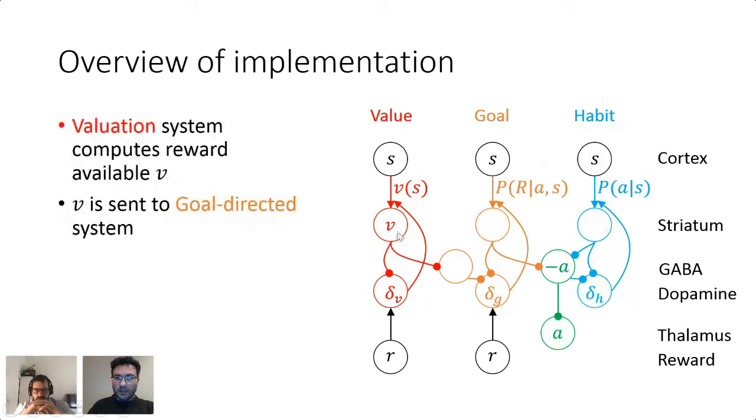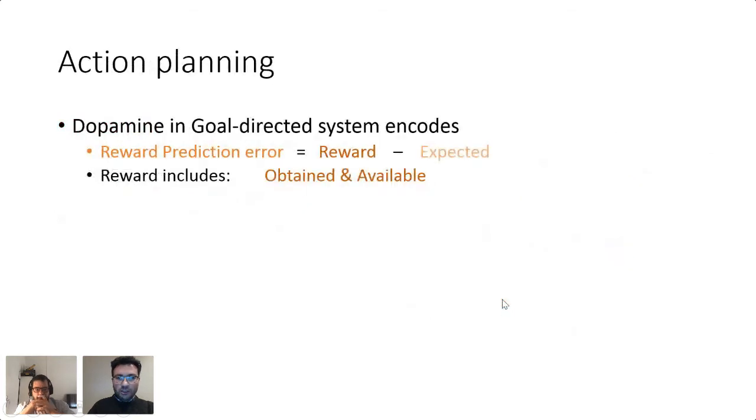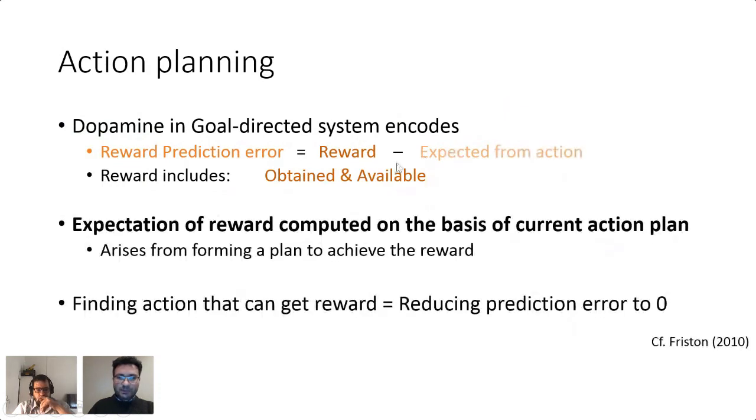During action planning, once the valuation system computes the available reward V, it sends it to the dopaminergic neurons in the goal-directed system. In the goal-directed system, the dopaminergic neurons are also involved in action planning. Let me give an overview of how this role arises. The reward prediction error is defined as the difference between the reward, which includes the obtained and available reward, and the expectation. But in the goal-directed system, the expectation is computed on the basis of the current action plan. So it only arises from forming a plan to achieve the reward. Therefore, finding an action that can get reward corresponds to reducing this prediction error to zero.